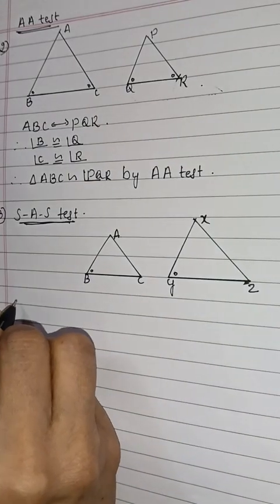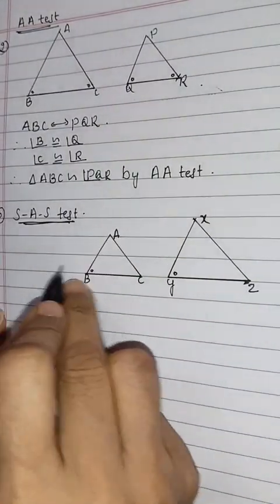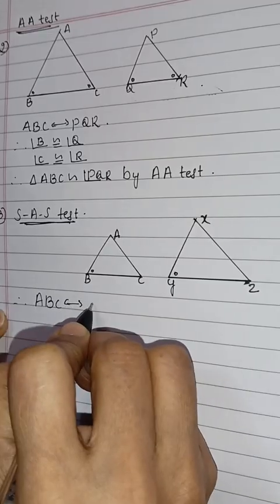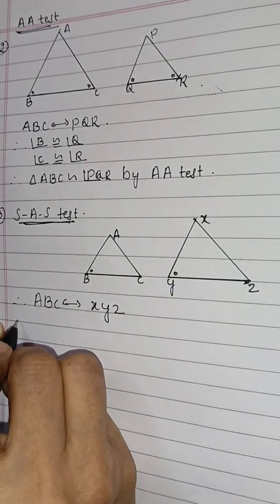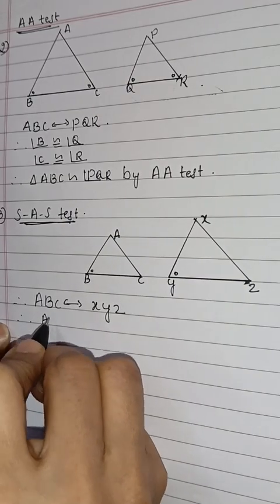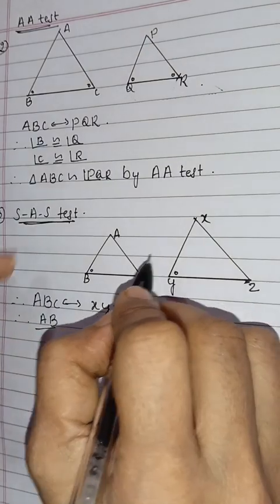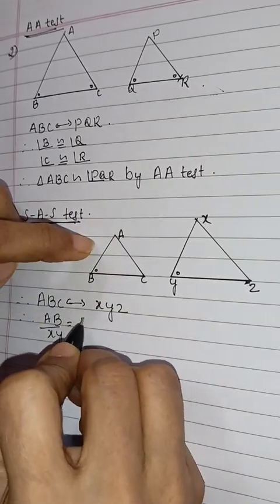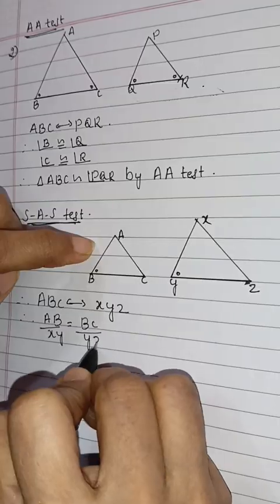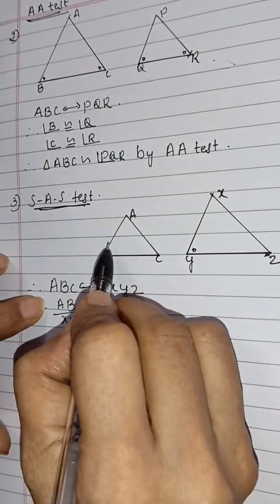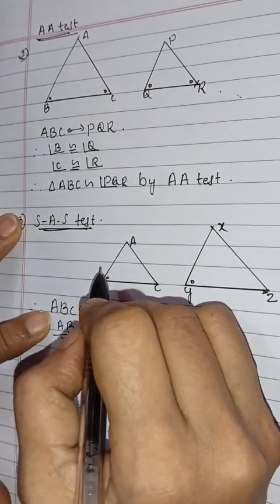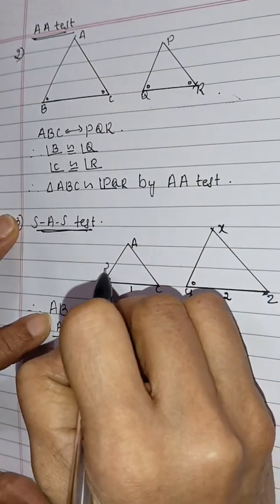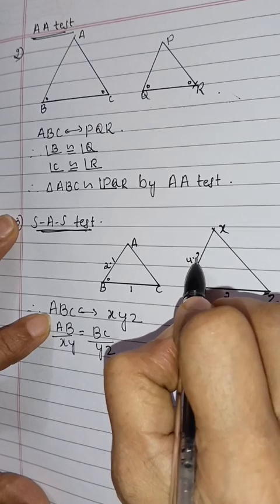So therefore, this is under correspondence of ABC to XYZ. AB corresponds with XY, equal to BC, the second side, to YZ. And the angle formed by them, for example here, this is 1 and this is 2, and here 2.1 and it is 4.2.